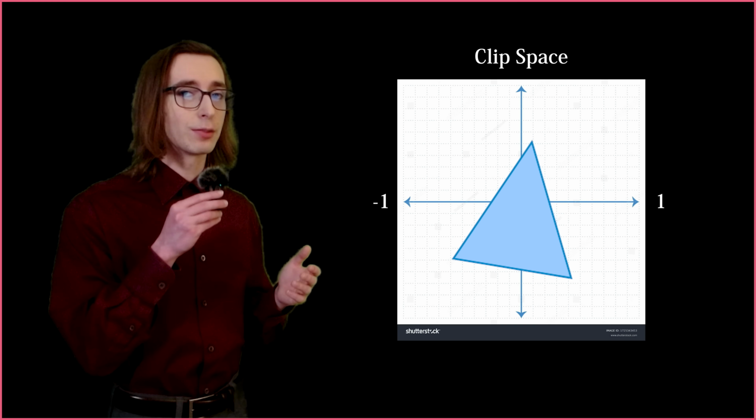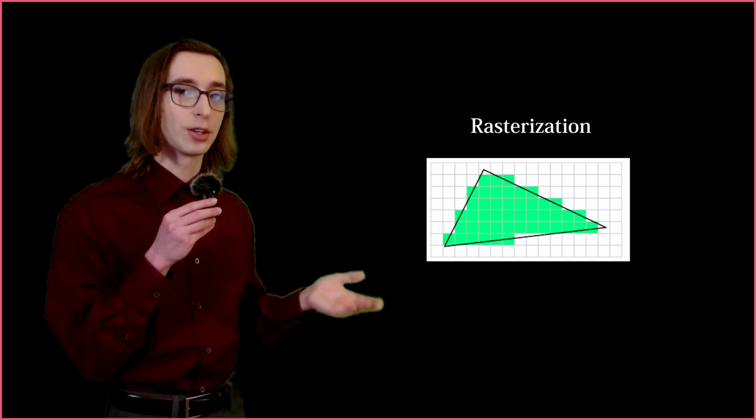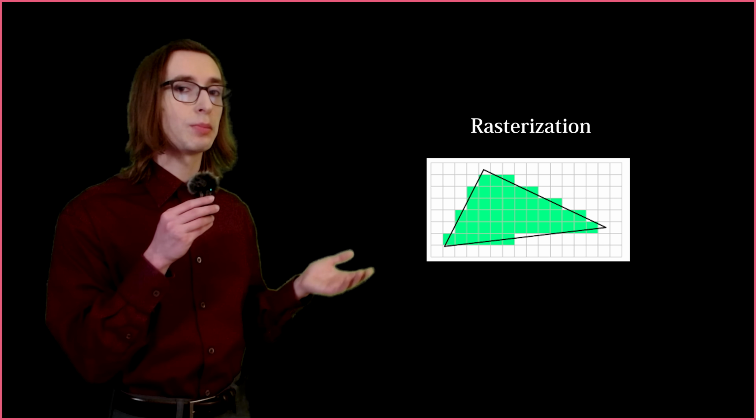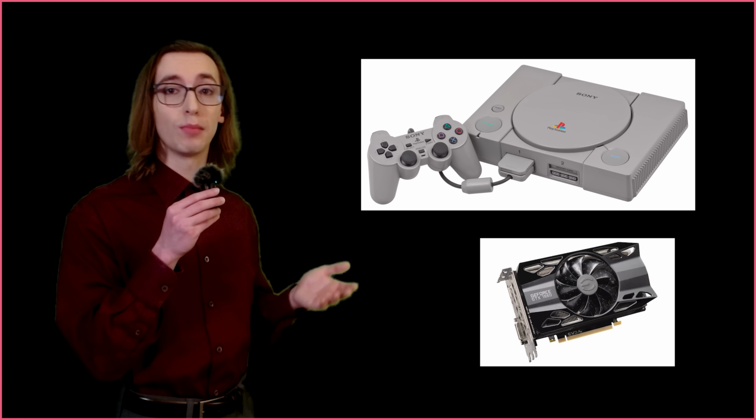After our polygons have been converted to clip space, they're sent off to the rasterization stage of the rendering pipeline, where they're converted to pixels on your screen. And it's at this point where the PS1 GPU and modern GPUs diverge. Okay, there is just one more step of our model view projection transformation. Clip space coordinates are actually 4-dimensional.